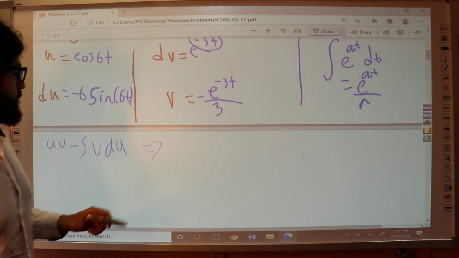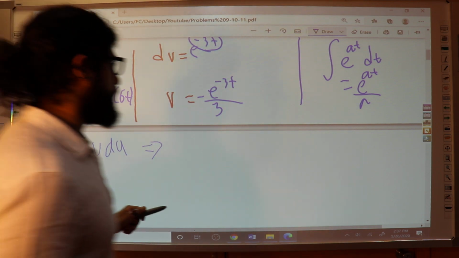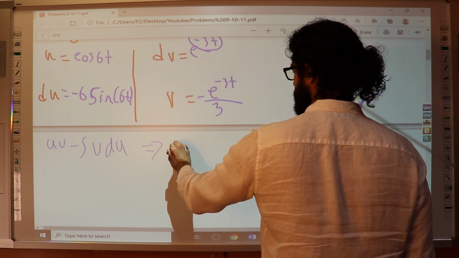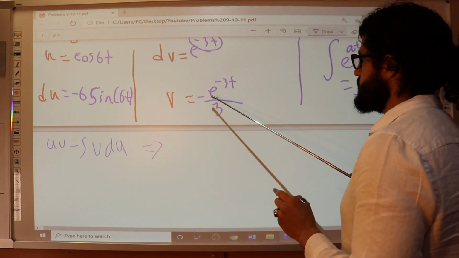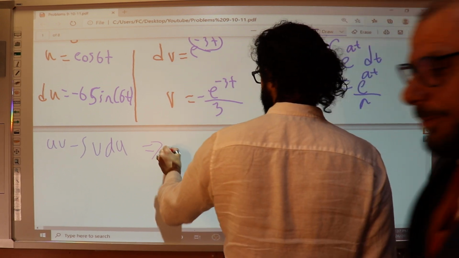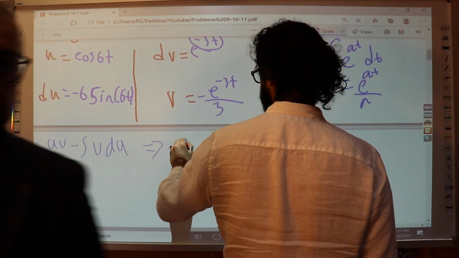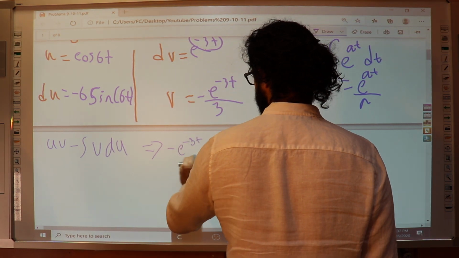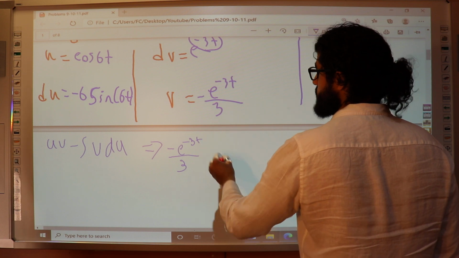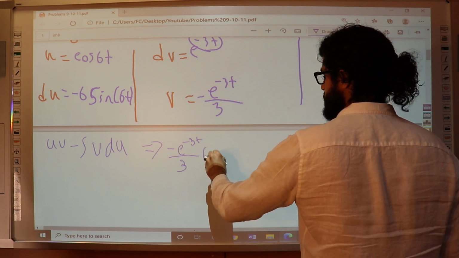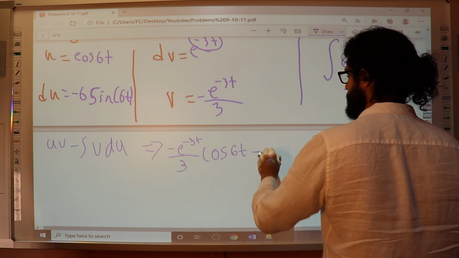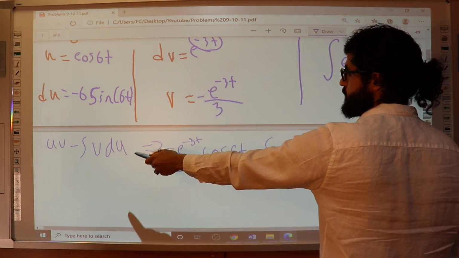Because we need space, and I left 3 pages for this problem. So now we know that u is equal to, when you write it in a nice way, that means start with this negative e to the negative 3t over 3 cosine 6t. Finish. Times cosine 6t minus the integral, and then it's going to be v du.